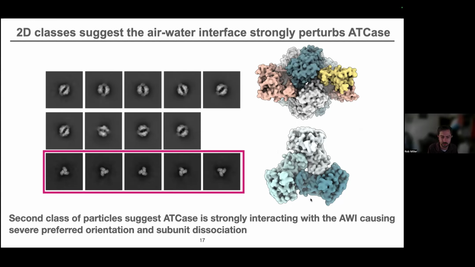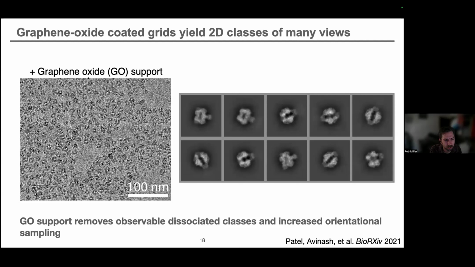And to combat this, I tried a huge number of different detergents and rapid plunge freezing devices. But in the end, the condition I found that worked for all enzymatic states was to actually coat the grids manually in a layer of graphene oxide using an approach described by the Nogales lab. And this gave us three benefits.